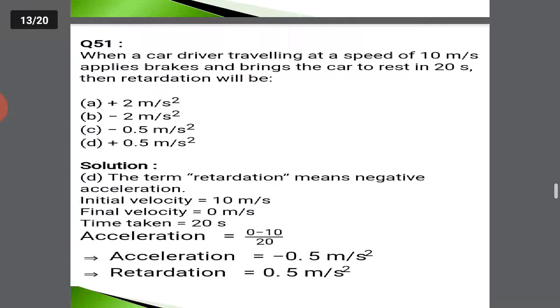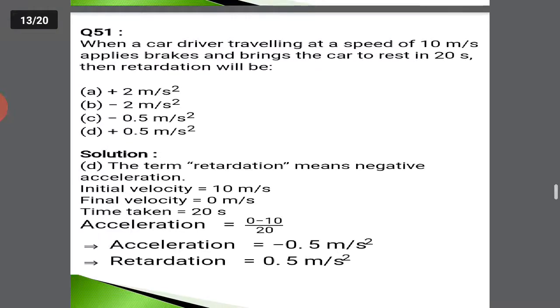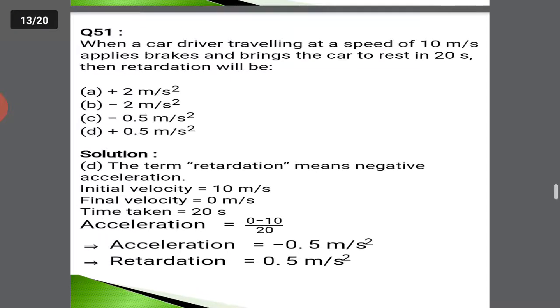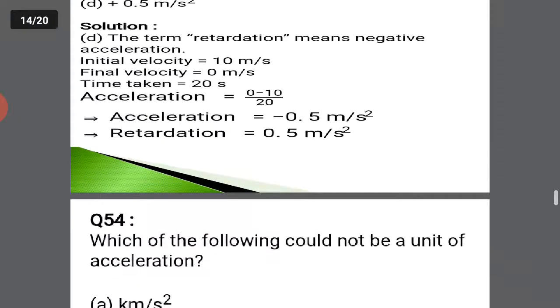Next question. When a car driver traveling at a speed of 10 meters per second applies brakes and brings the car to rest in 20 seconds, then the retardation will be, find out its value, very easy. Find out the value of acceleration over there, then it is 0.5 meter per second square retardation. Okay, minus sign shows its value is decreasing, acceleration it is. Okay, so the answer is 0.5 meter per second square.